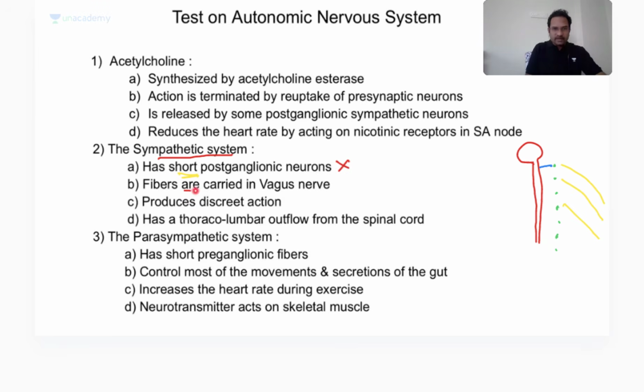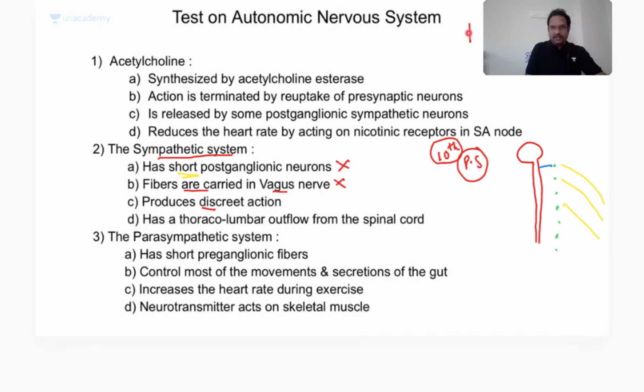Let's go to the next one. Fibers are carried in the vagus nerve. Again, this is wrong. See, the vagus is the 10th cranial nerve. Through the vagus nerve, the parasympathetic system comes out. So this is not correct. Now, it produces discrete action.